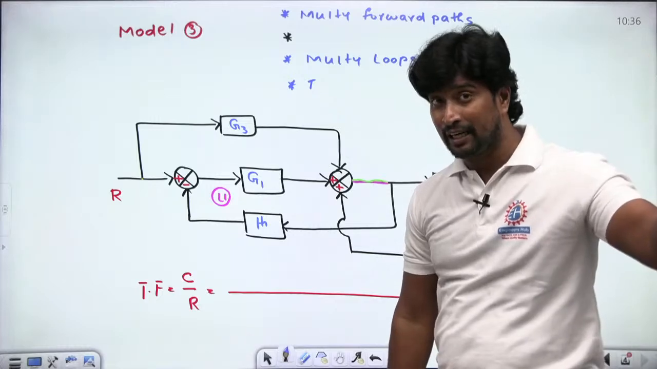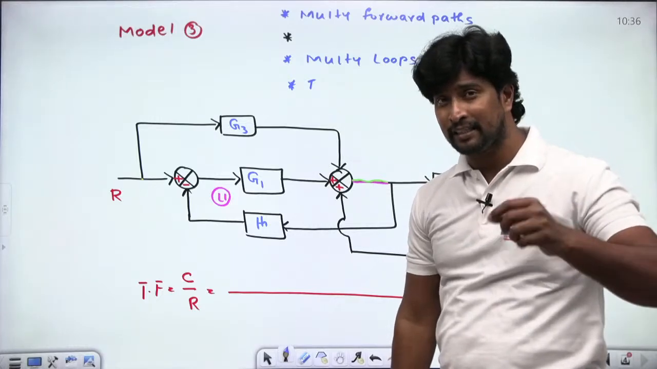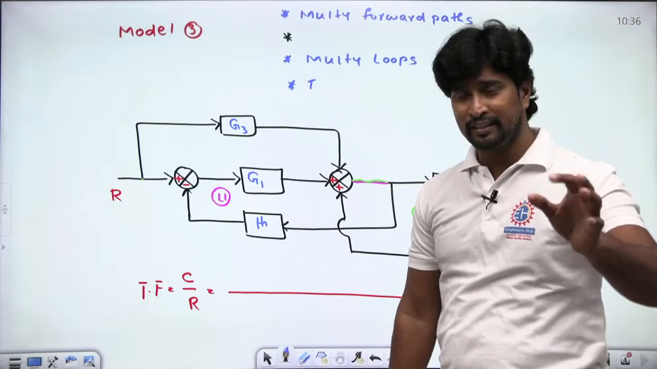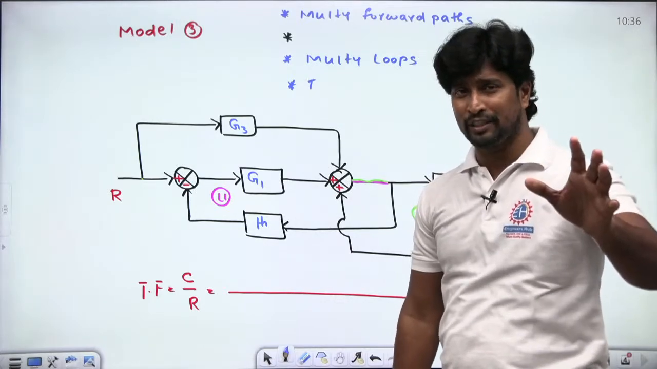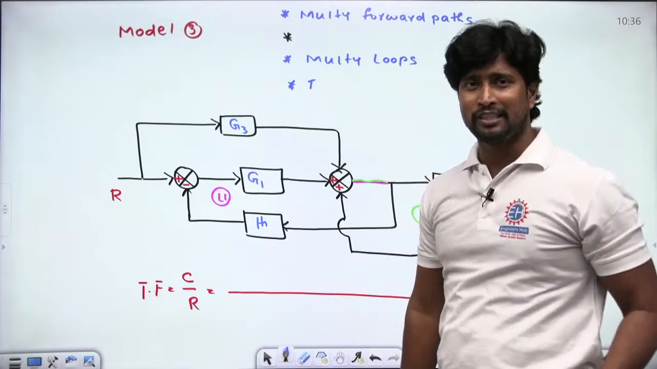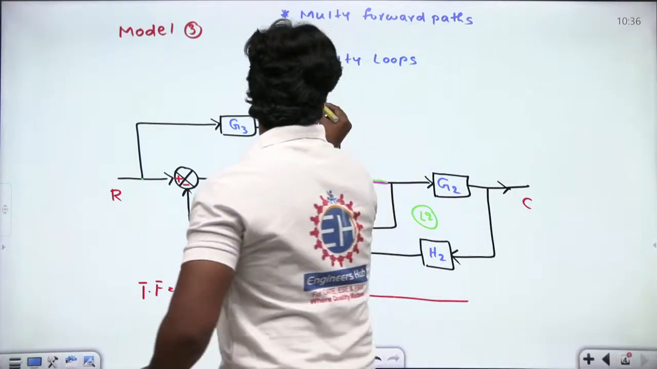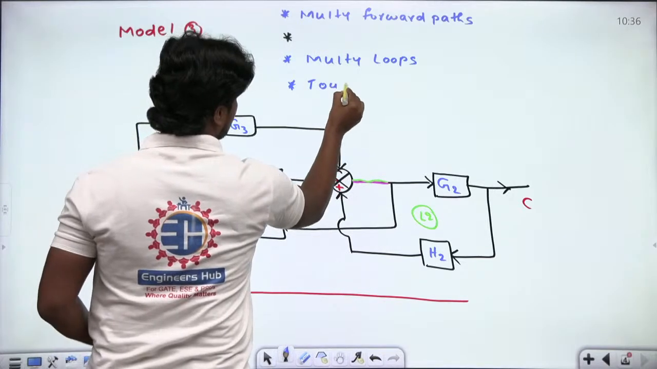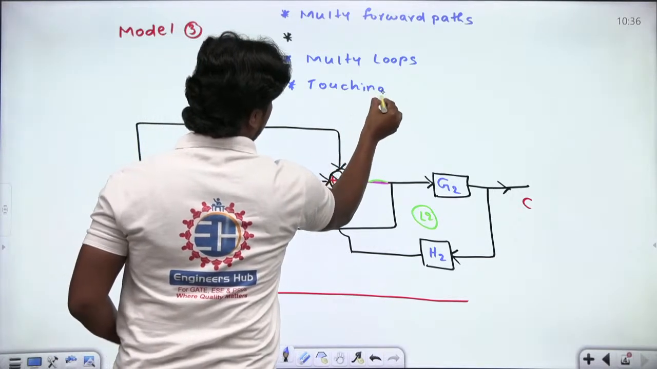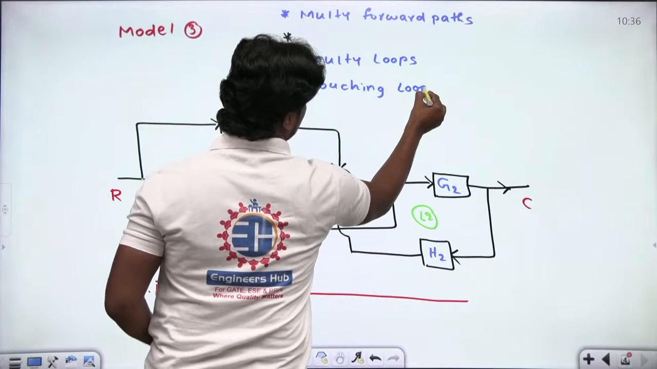Node means what in the SFG analysis? Area means in the BDR analysis. Even a small common area is present, or even one small common node is present. No doubt, both are touching loops. There is no doubt, these are touching loops. Are you clear?